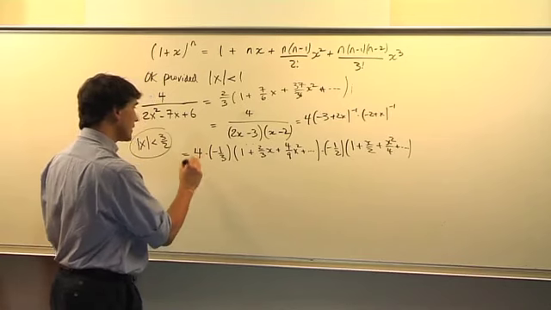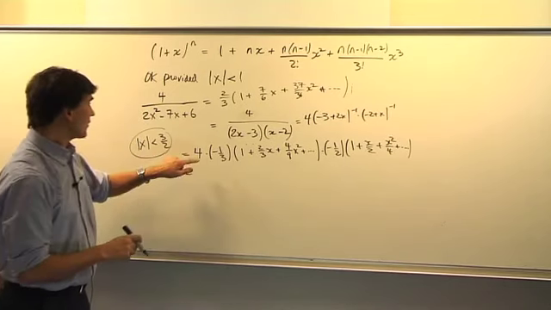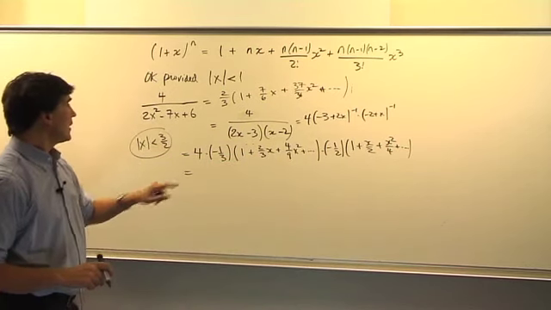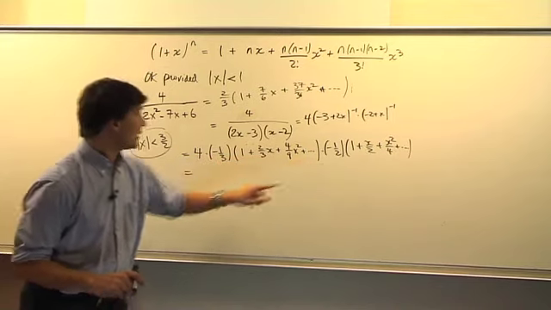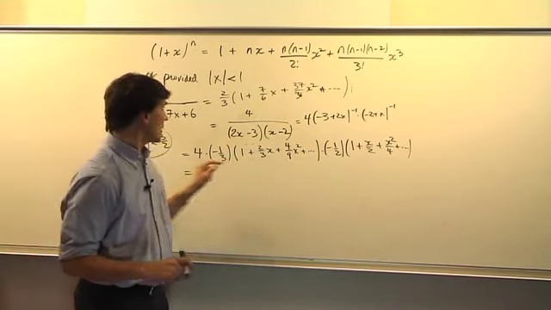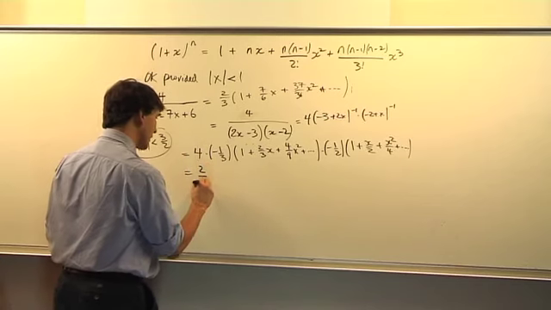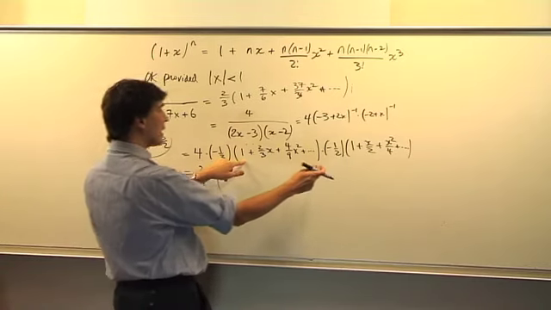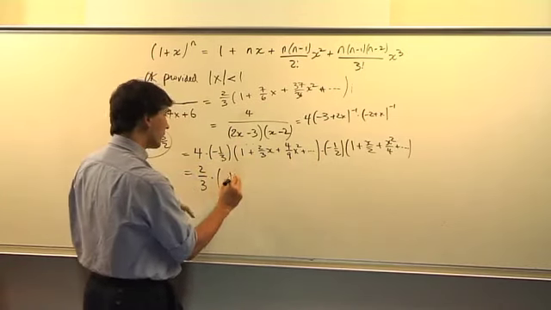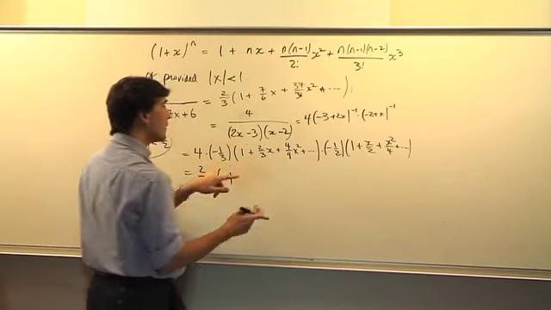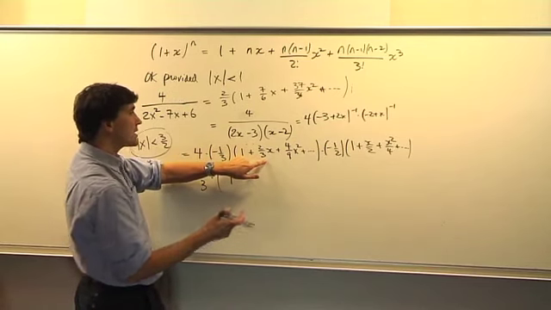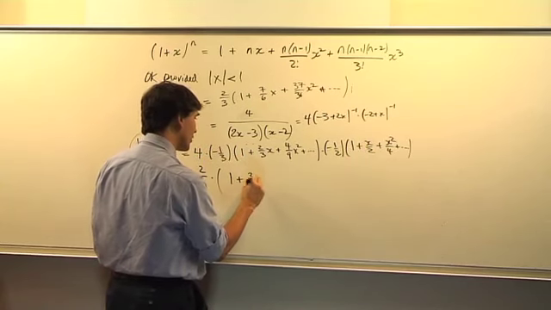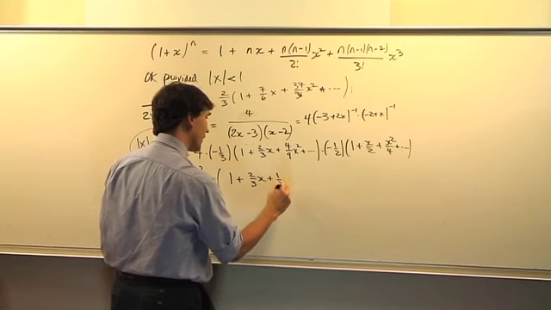Okay, so let us take the constants first. We've got 4 and minus 1/3 and minus 1/2, so the minuses cancel, and we've got 4 times 1/3 times 1/2, which is 2/3, times, and now we've got these two series. So how many 1s do we have? Well, we've just got the 1 from multiplying that one with that one. How many x's do we have? Well, we've got 2/3 x times 1, and 1 times 1/2 x. So we've got 2/3 x plus 1/2 x.